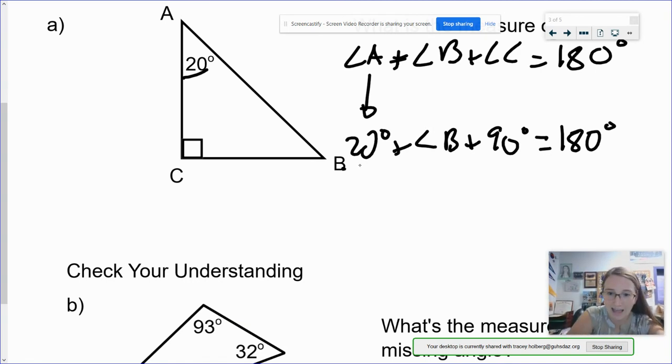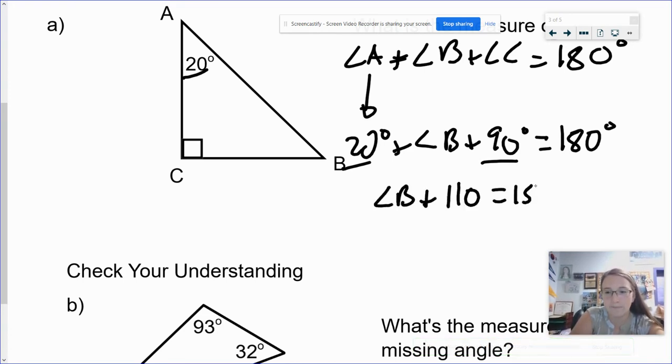I'm going to go ahead and add these together. That's going to be angle B plus 110 equals 180.